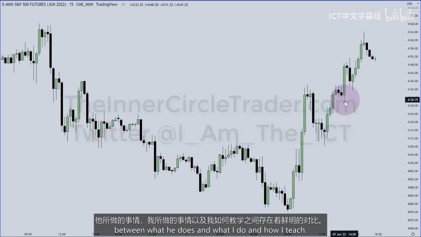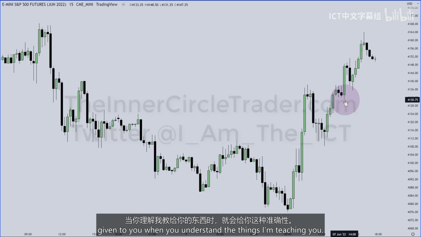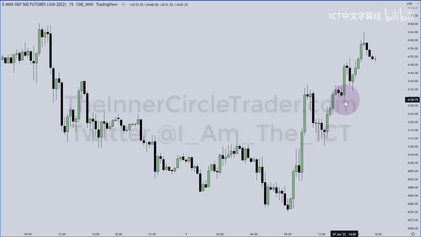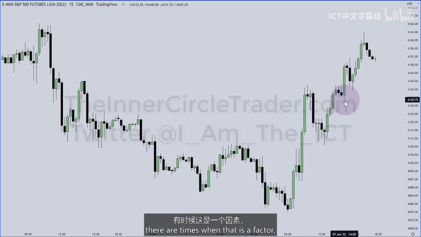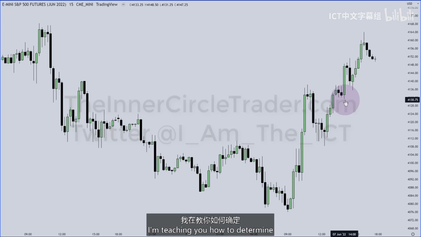But there is a stark contrast between what he does and what I do and how I teach. So there's a degree of precision that is given to you when you understand the things I'm teaching you. It goes beyond simply imbalance, rebalance. While that is important, there are times when that is a factor. But what I'm teaching you is where's the market likely to go to? Okay. I'm not trying to teach you entry patterns with an importance that getting in at a specific price level is the most important factor. I'm teaching you how to determine where the market's likely to go to next.